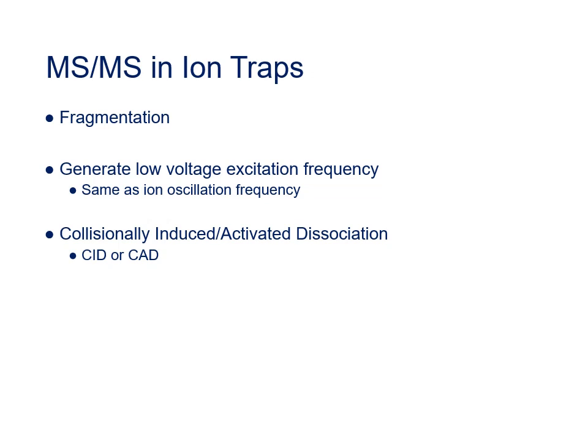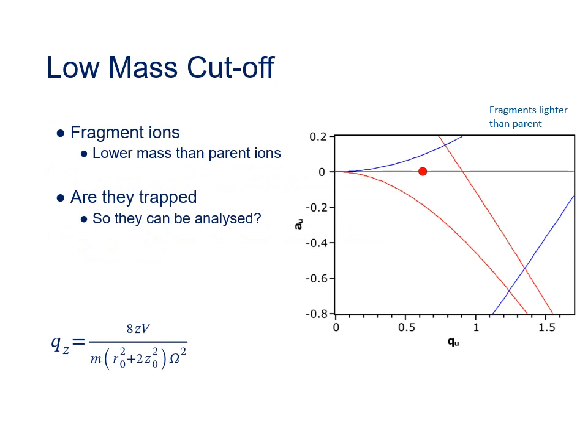There are other methods of fragmenting ions in ion traps, but CID is by far the most common. Now when you're undertaking CID in an ion trap, the low mass cutoff is one of the things you need to consider. If you're making ions which are much lighter than the parent ion, then are these still going to be trapped in the ion trap for you to detect afterwards? If not, then you need to change the Q value of the parent ion, pull it towards the origin, which gives you more space for lower mass ions to be trapped.